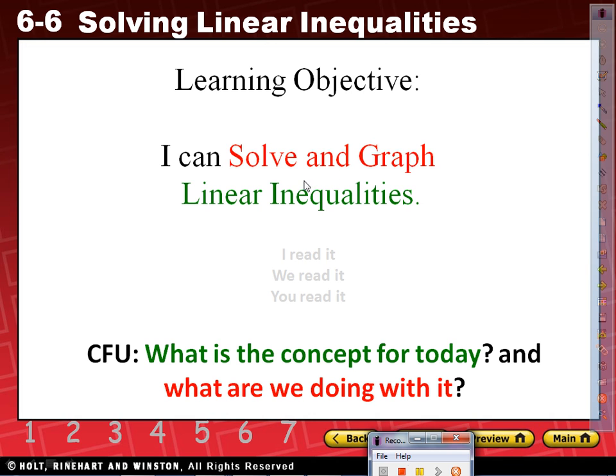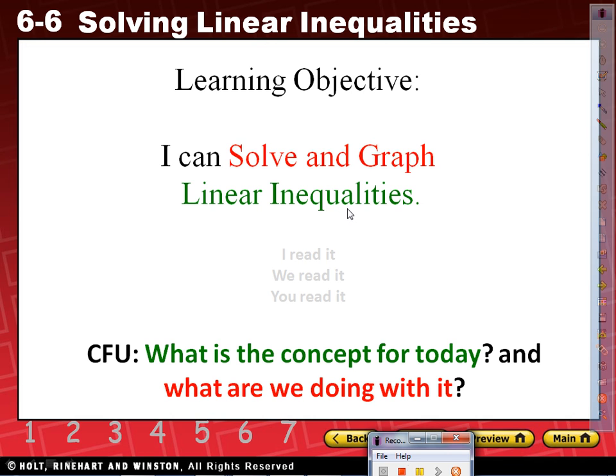So our objective for today: I can solve and graph linear inequalities. Read together. 1, 2, 3. I can solve and graph linear inequalities. So today we'll get started with this, and then that's going to lead us to systems of linear inequalities. Since we love systems of equations, now we're going to get into systems of linear inequalities.